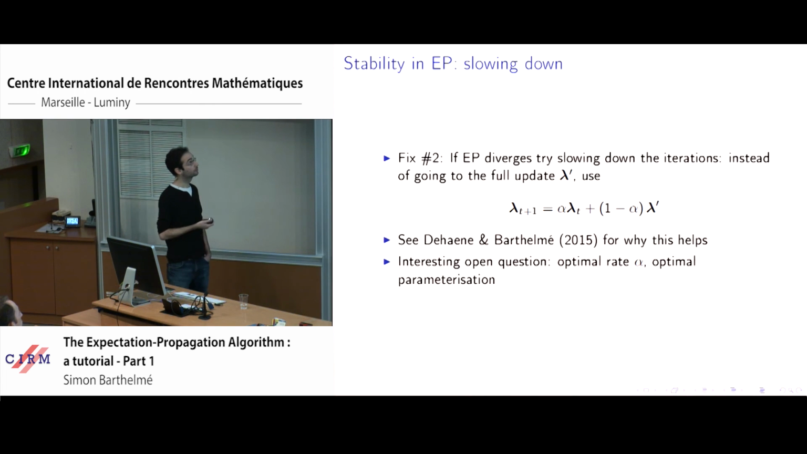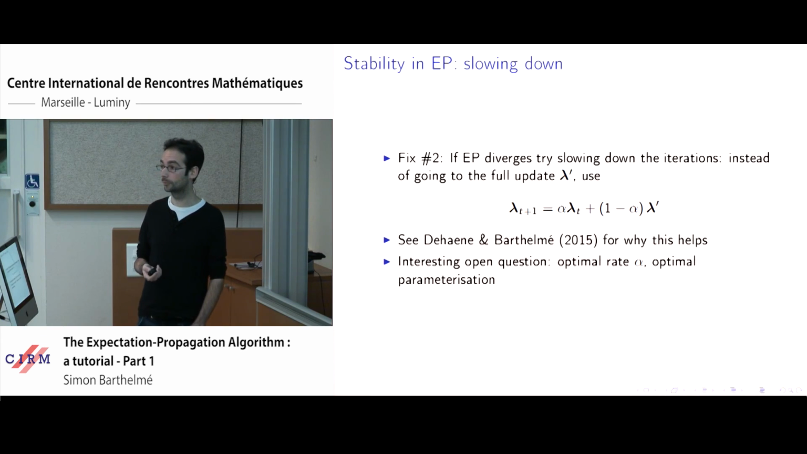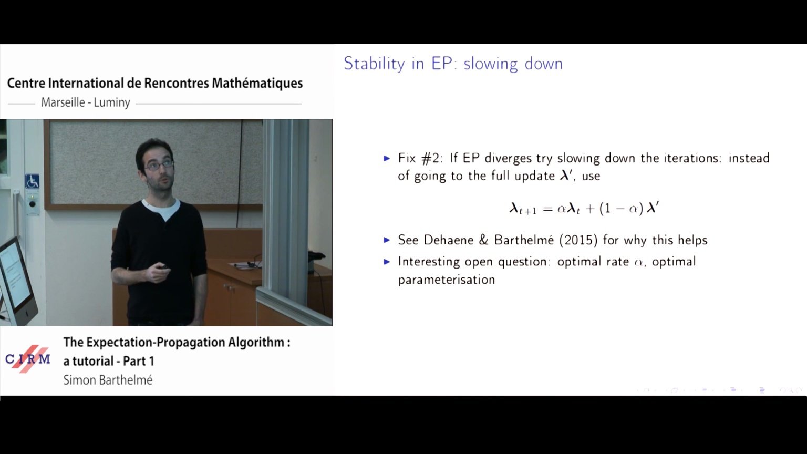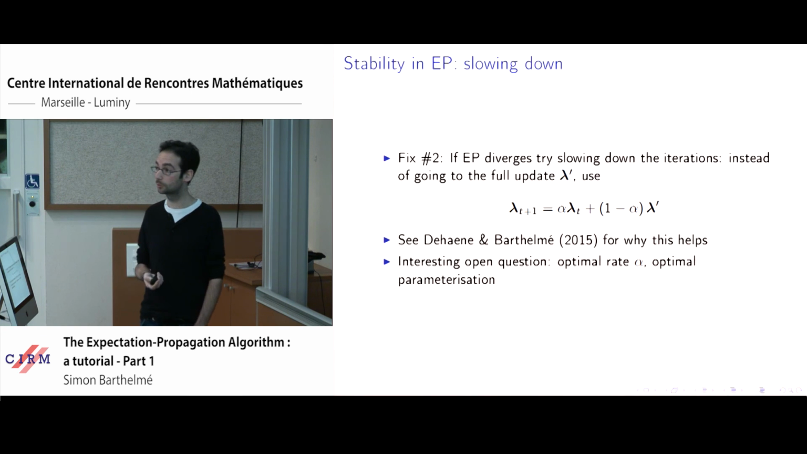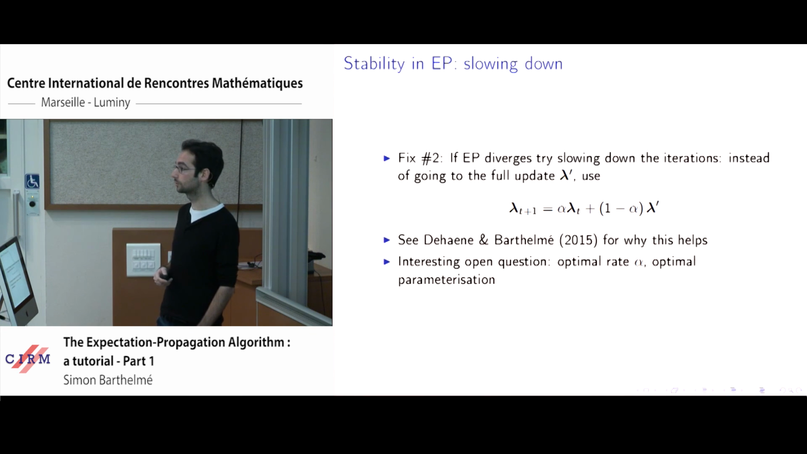The second fix is if you do get divergence, you can try slowing down the iterations. So this means that if lambda prime would be the update suggested by the algorithm, you don't go all the way. You go some way between lambda t, which is your current approximation, and the suggested one. So you slow it down.